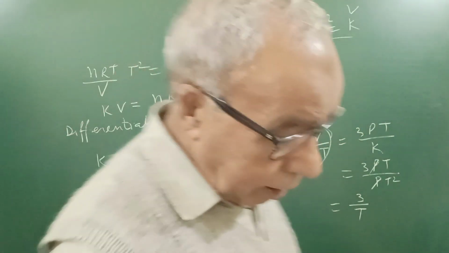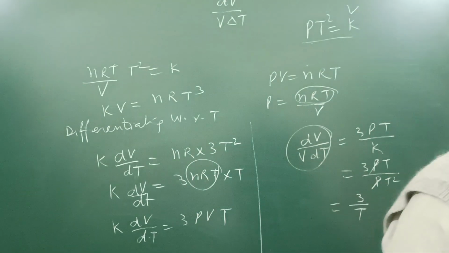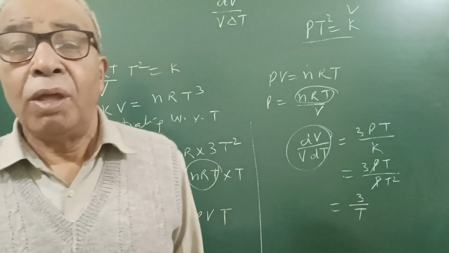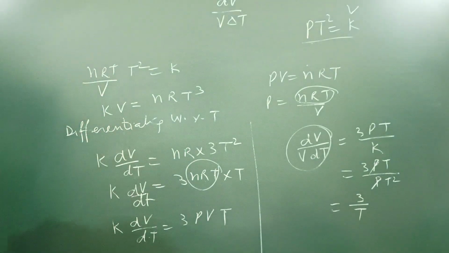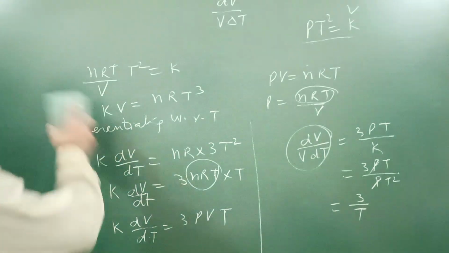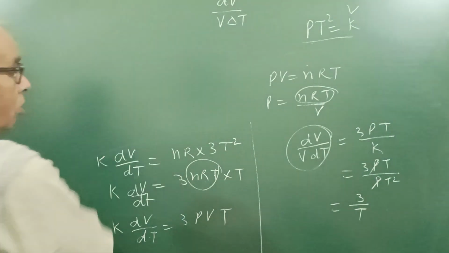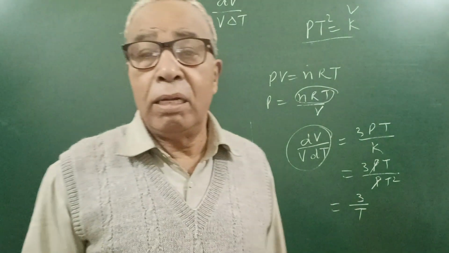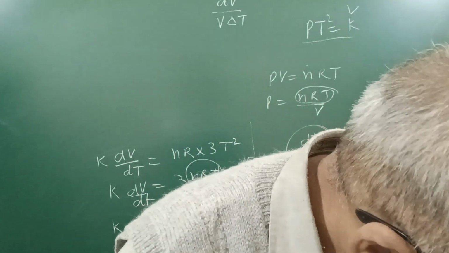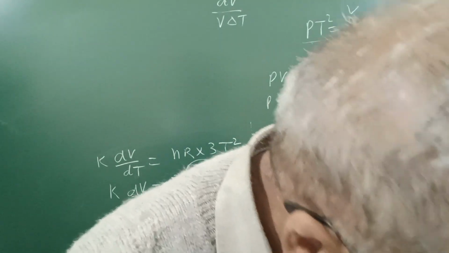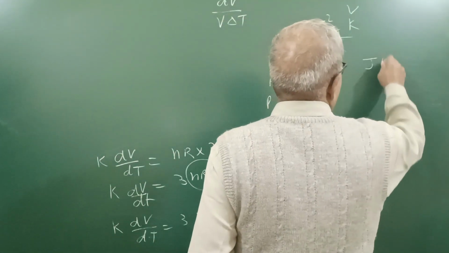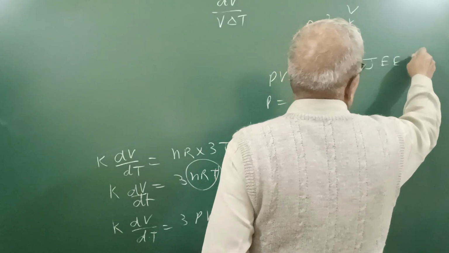So this is the correct option, 3 upon T. I hope you have got my point. So please learn this question very properly. This question has been asked in JEE 2008.